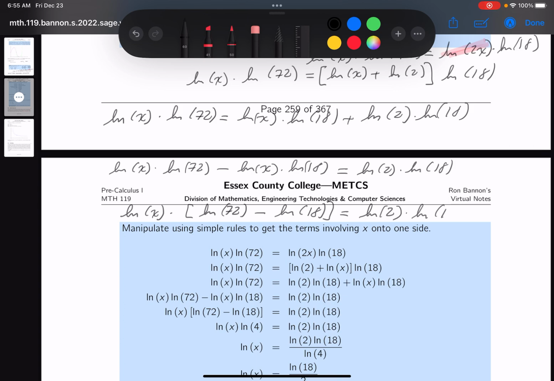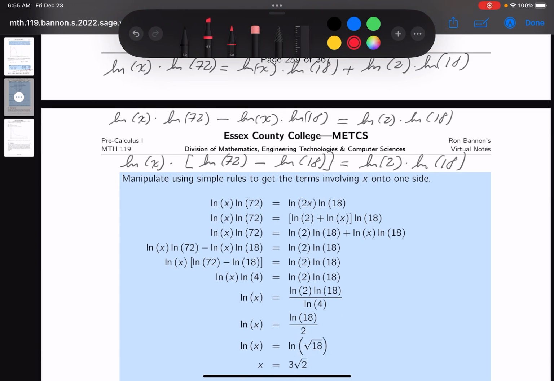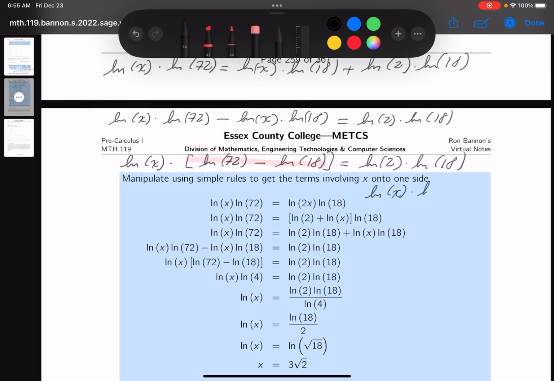natural log of 18. All right, I'm noticing something interesting about this factor over here, that I can combine it into one log, and that's pretty easy to do. It's going to be a natural log of 72 over 18, and 18 goes into 72 4 times. So it's getting simpler and simpler. So you get natural log of x times the natural log of 4. Again, 72 divided by 18 is 4. And this equals the natural log of 2, and then natural log of 18.